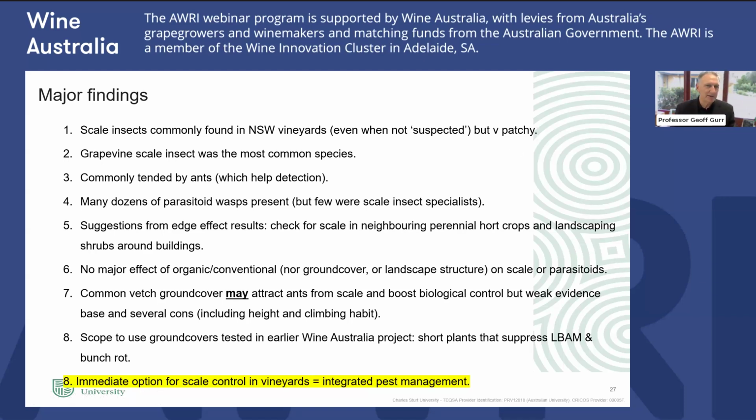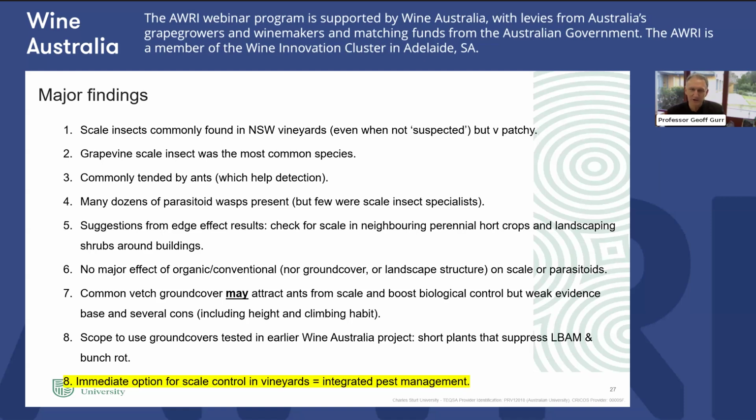So we found that scale insects were common in New South Wales vineyards, even when they weren't suspected by the owner or manager, but their distributions were very patchy. Grapevine scale was the most common species, and these were commonly tended by ants, which is useful because it helps us detect those infestations.